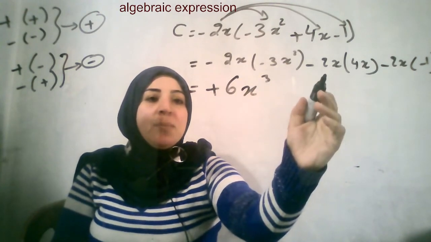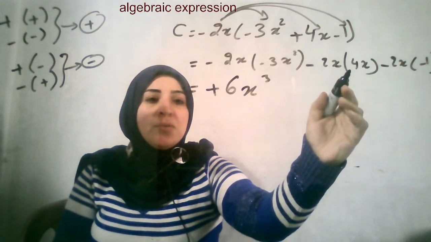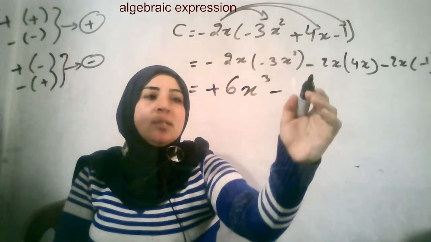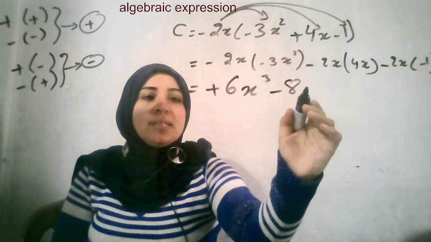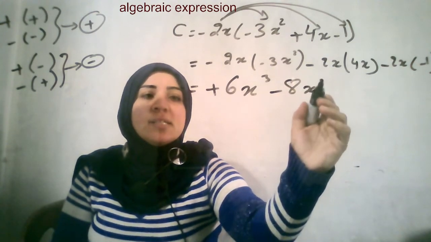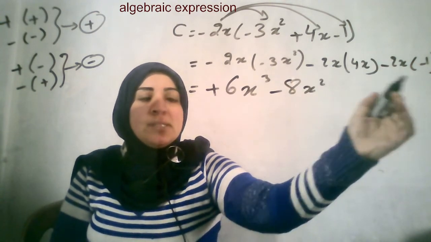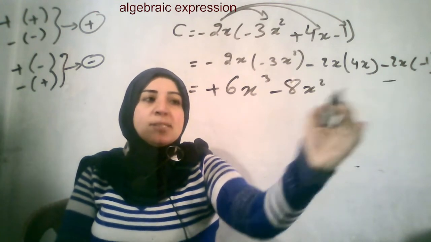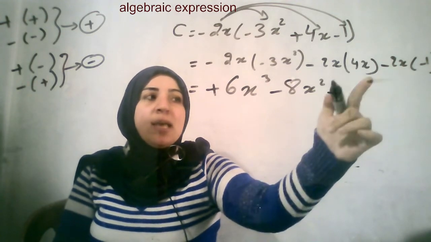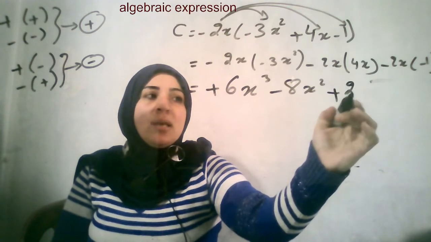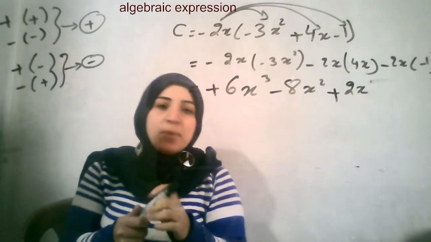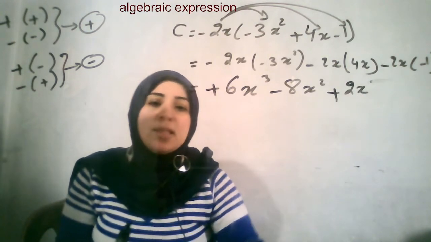Here we have minus 2x multiplied by 4x. Minus, we write it, 2 times 4 is 8, and x times x is x squared. Here we have minus 2x times minus 1, minus times minus is a plus, and 2x times 1, every number or variable multiplied by 1 remains the same.